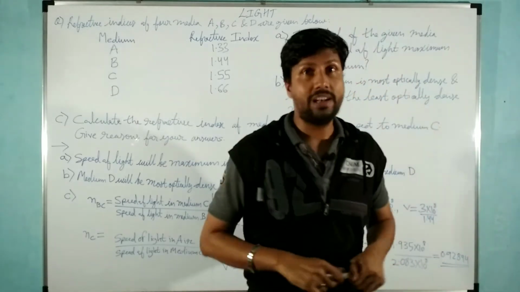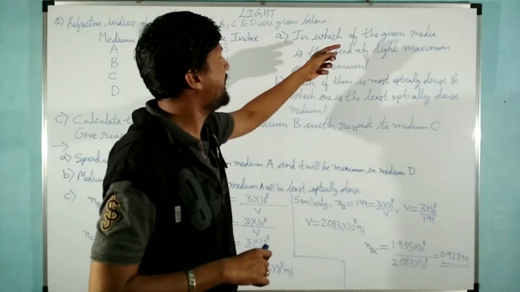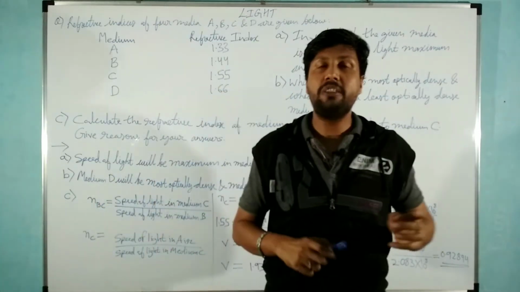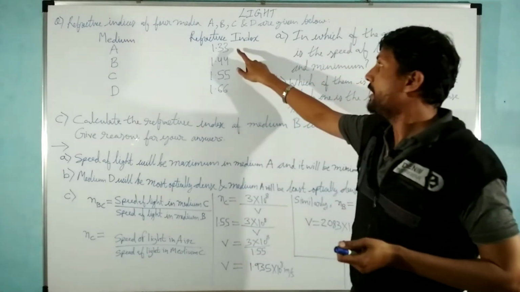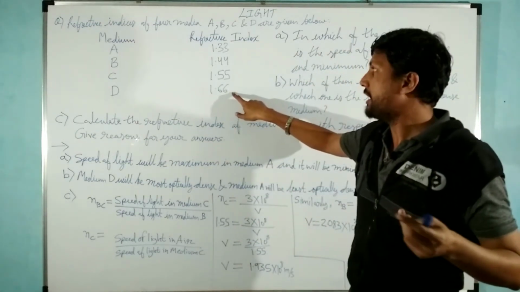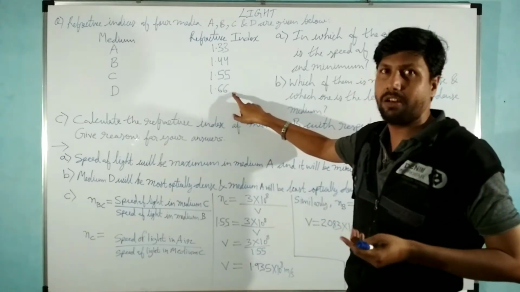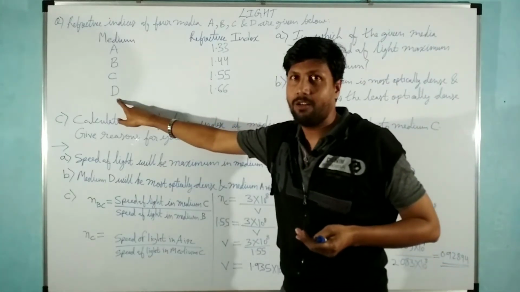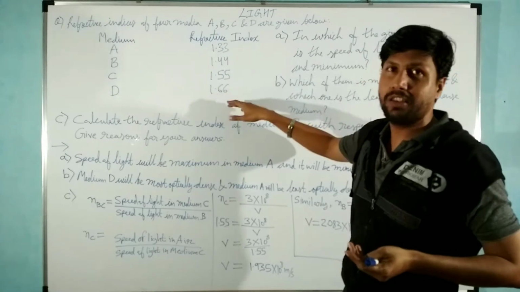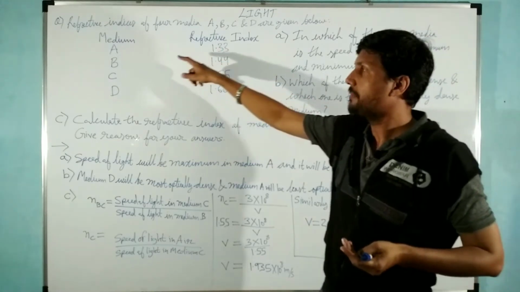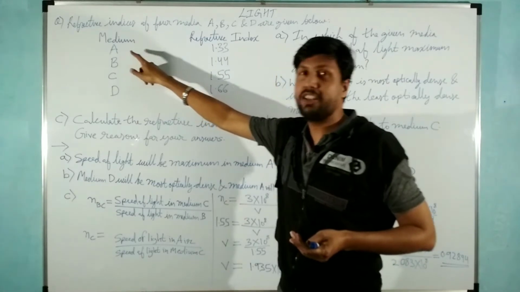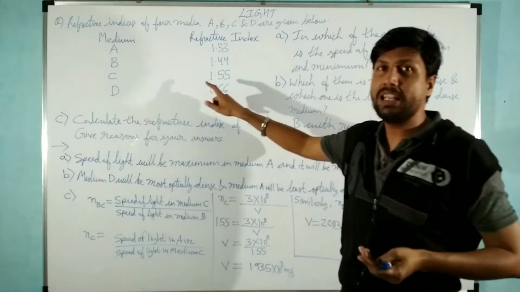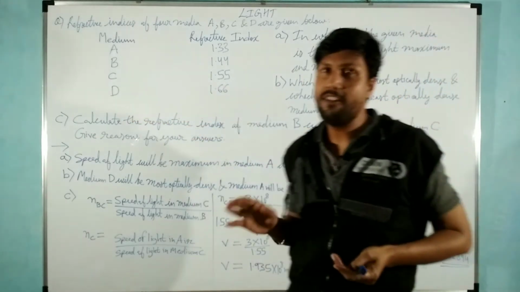Now what do we have to find out? We have to find out in which of the given media the speed of light is maximum and minimum. Where the speed of light will be least is where it is 1.66 times slower than air, so the least speed of light will be in medium D. And the fastest among these will be in medium A. So in medium A, the speed of light will be maximum, and in medium D, the speed of light will be minimum. That is the first part, the A part.